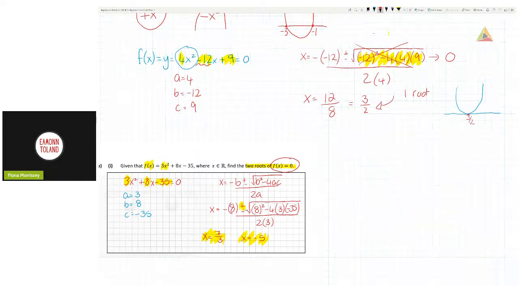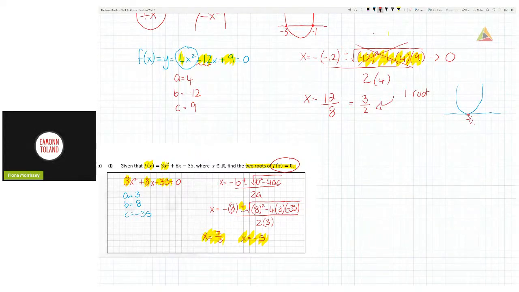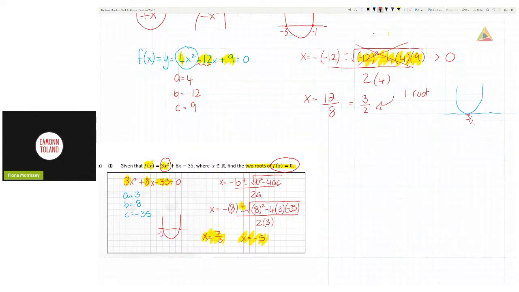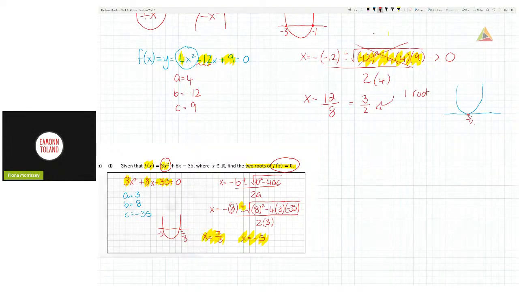We weren't asked here, but if we were asked to draw the function or give a rough idea of what the graph of that function looks like, it's a positive value of x squared, so it's going to be a u-shaped function. It has two roots because our discriminant worked out to be a positive number, and that means it's crossing the x-axis at two places. -5 being the smaller of the two numbers, so that's furthest to the left, and 7/3 being the bigger of the two numbers, so that's closer to the right-hand side.